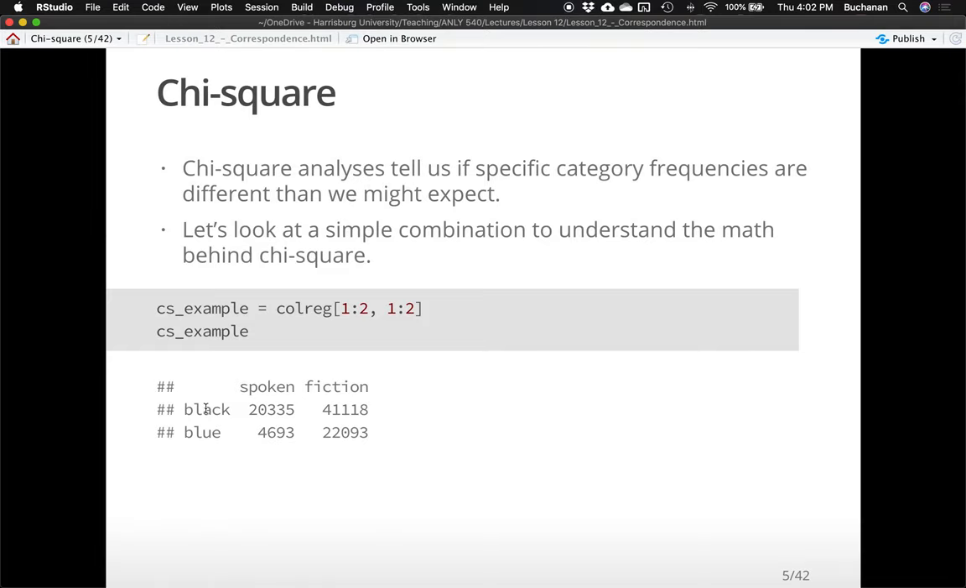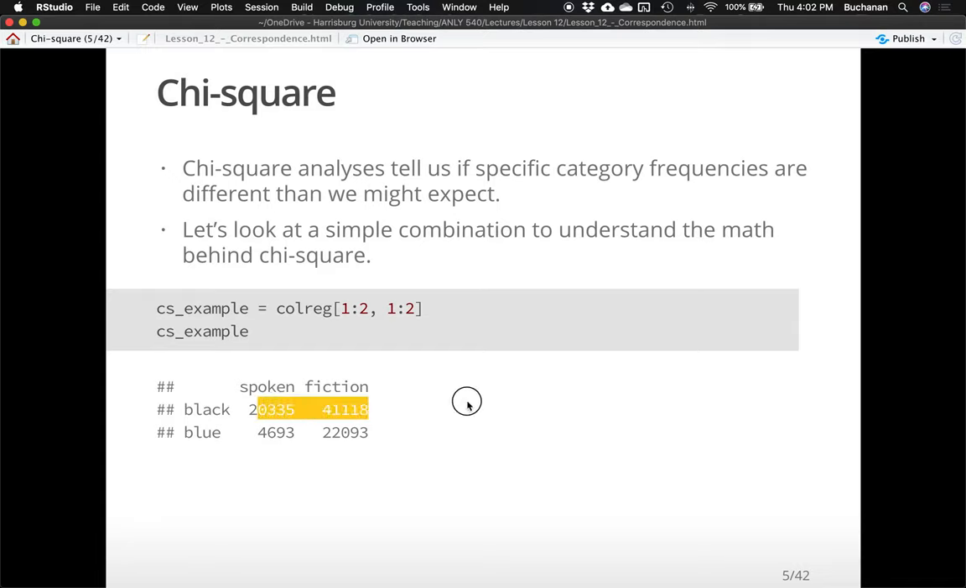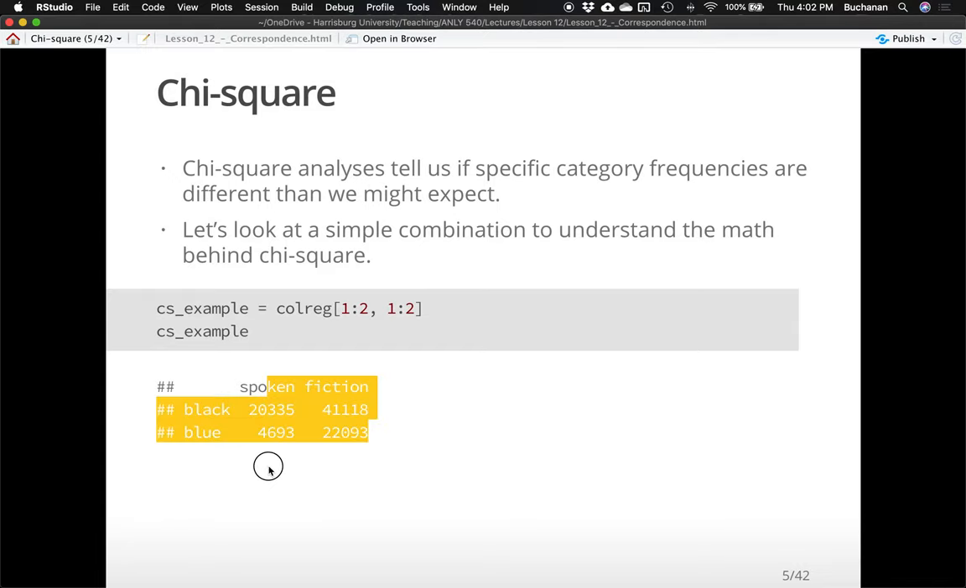Different from what we might expect means we have to have some expected values. And the way we calculate that is we take the row total times the column total, and divide by n. So for black here, we would take the row total for the original here, times the column total down, and divide by the complete total.